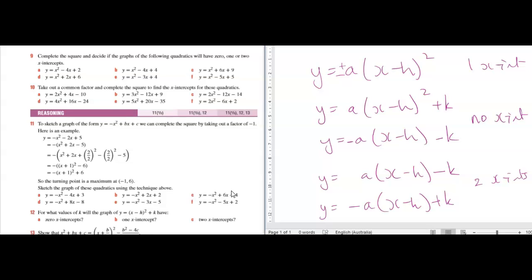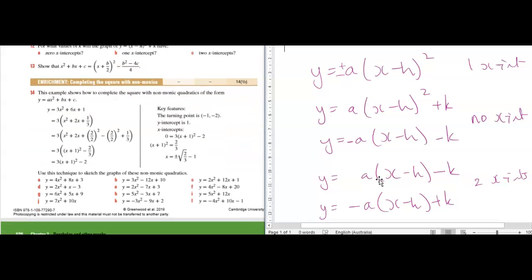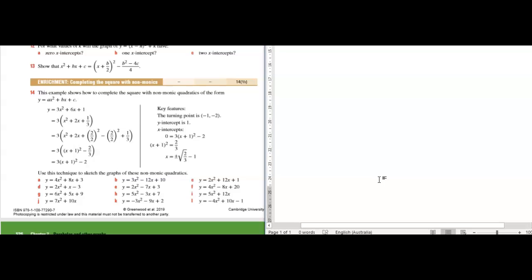Now, I did want to do question 14 because we're looking at non-monics here, and you might come across these if you go on to do methods, probably not next year, but maybe in year 12. So I'm not going to do this question because not all of you are going to do it, but some of you might like the challenge. So I'll just talk you through it.